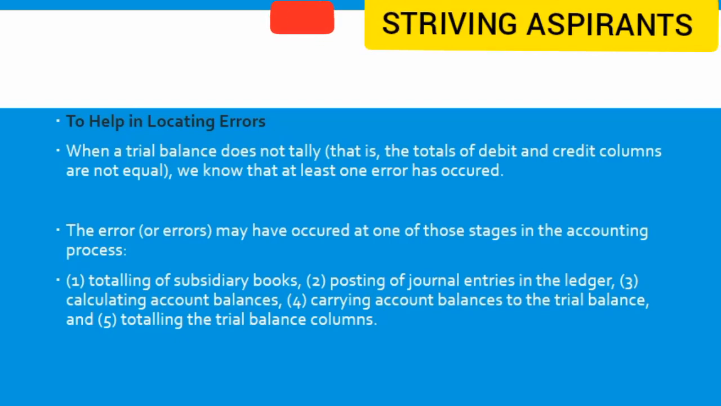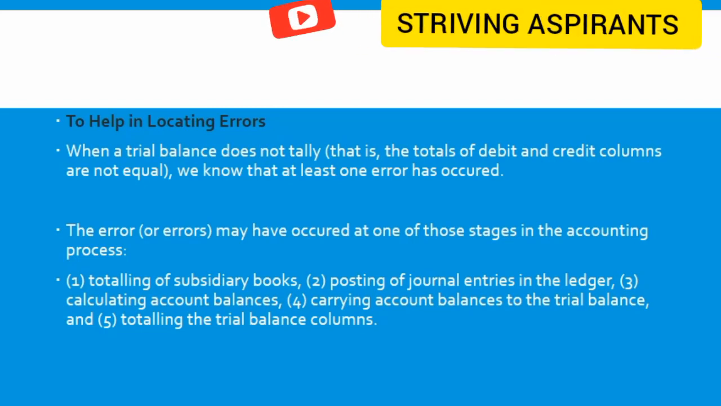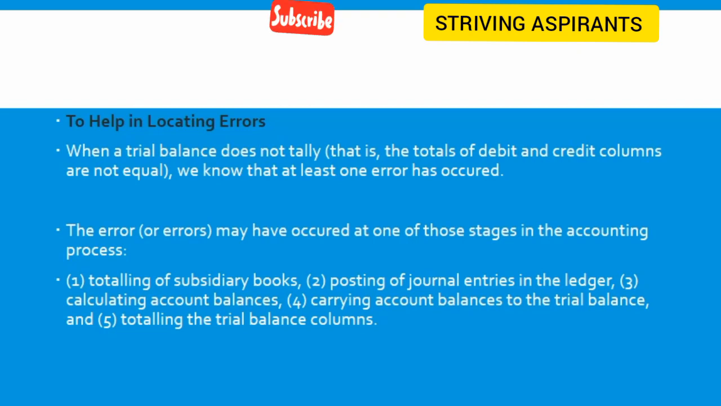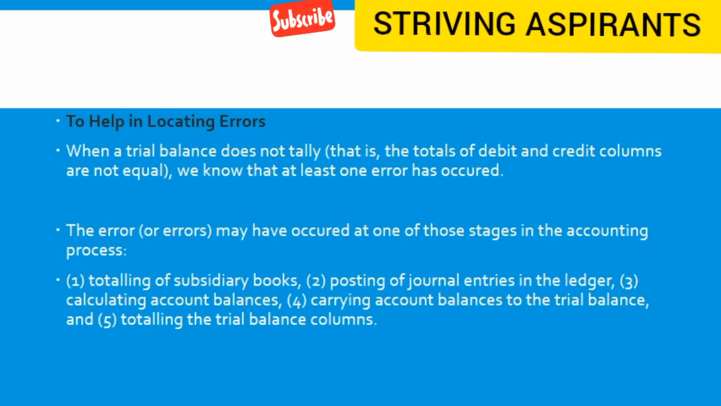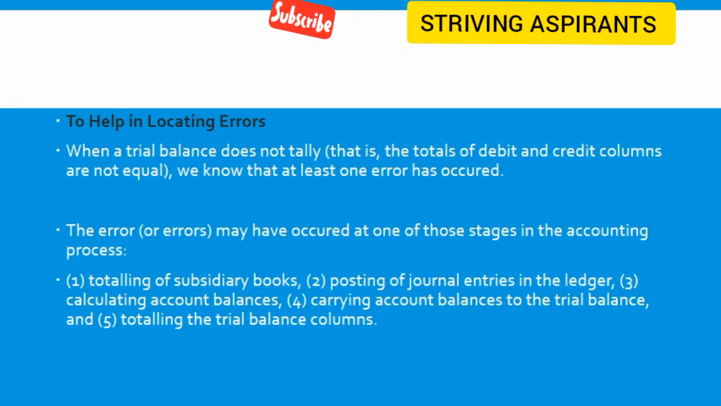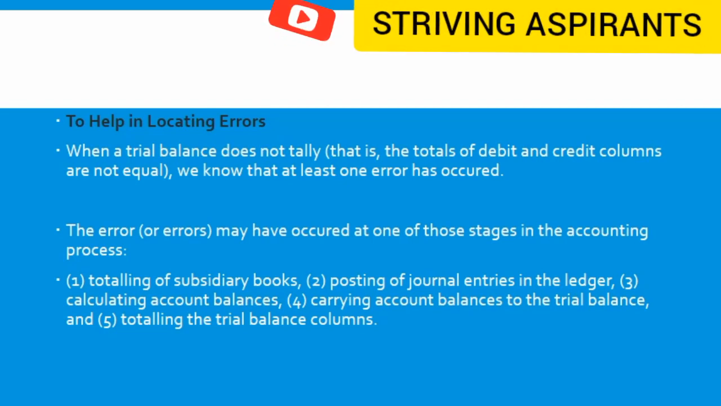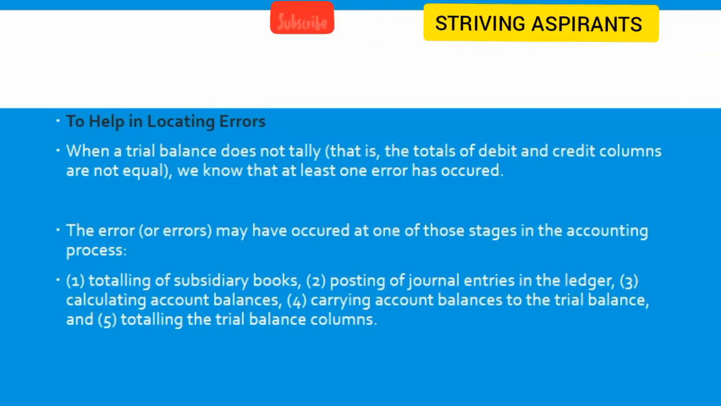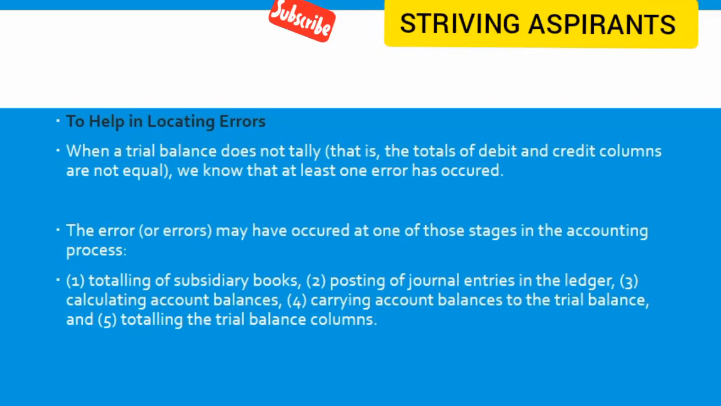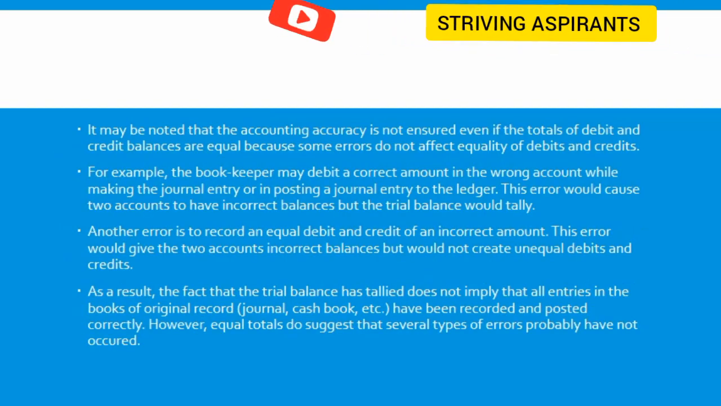First one is totaling of subsidiary books. Second one, posting of journal entries in the ledger. Third one, calculating account balances. Fourth one, carrying account balances to the trial balance. And fifth one, totaling the trial balance columns. So in all these cases, there is a chance of errors occurring. So we have to be careful in all these cases whether any error is coming or not.